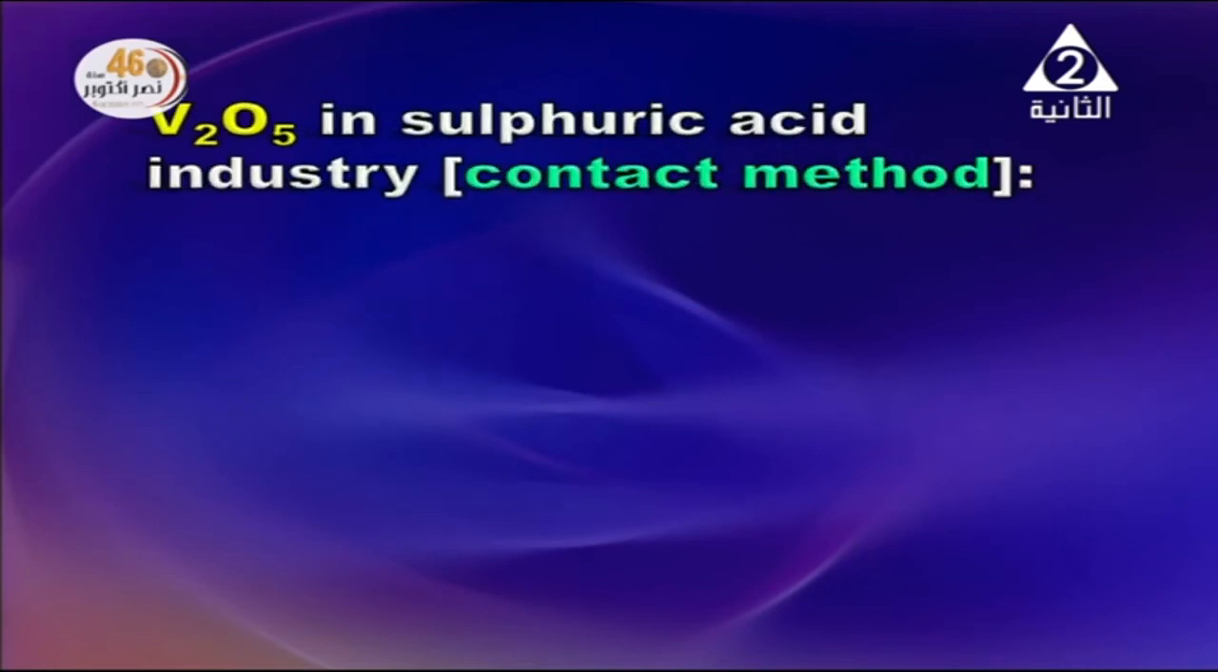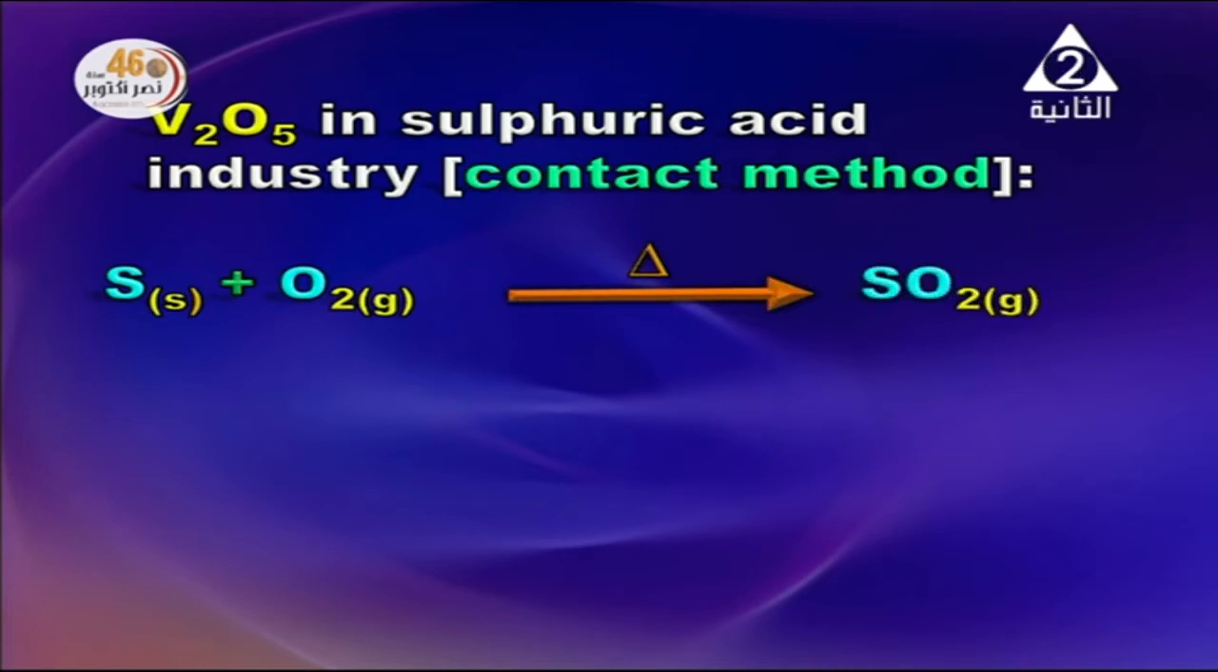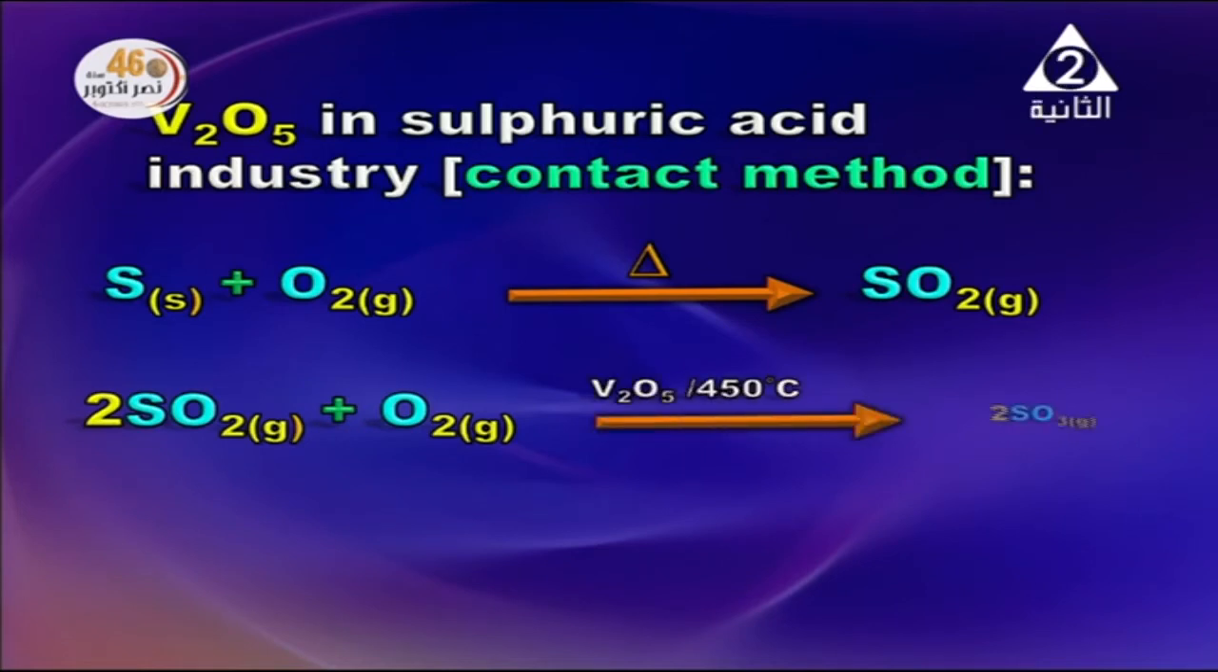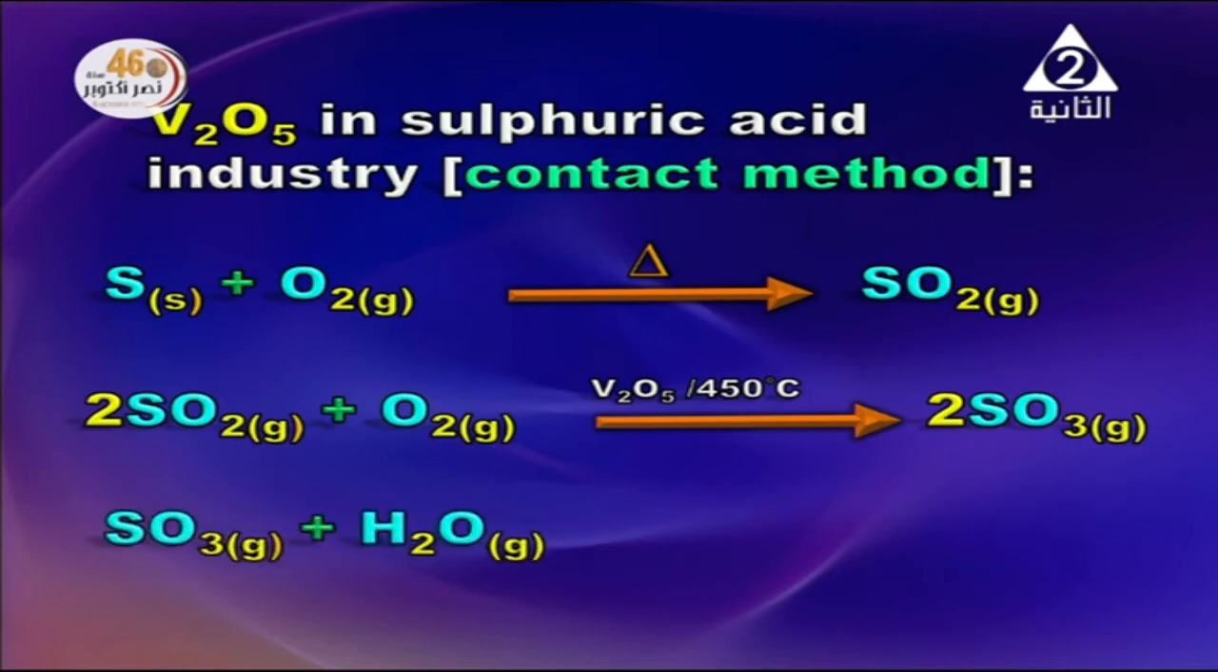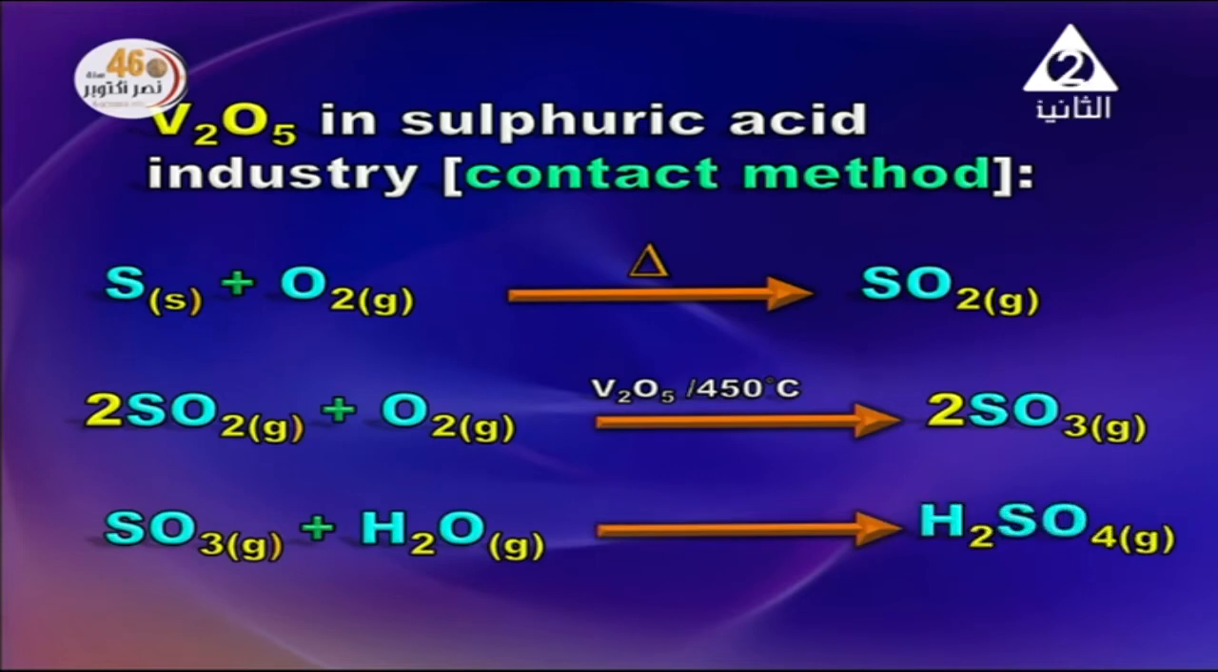Another example of a catalyst is vanadium pentoxide, V2O5, which is used in the preparation of sulfuric acid in industry, which we call the contact method. Here, sulfur plus oxygen by heat gives sulfur dioxide gas. Then sulfur dioxide gas is oxidized by oxygen, giving sulfur trioxide gas in the presence of vanadium pentoxide as catalyst at 450 degrees Celsius. Then sulfur trioxide gas dissolves in water, forming sulfuric acid, as shown on the screen.